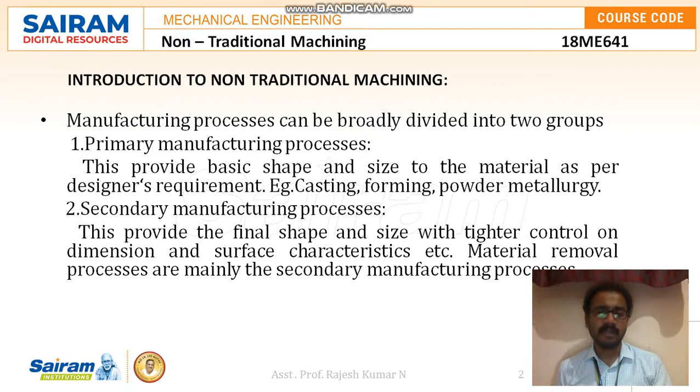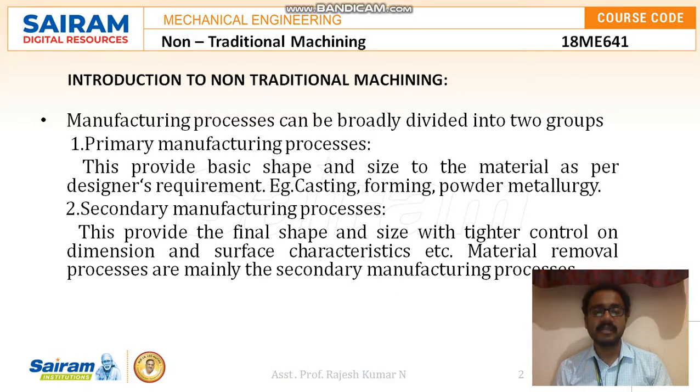All those basic processes come under the primary manufacturing process, and here we can say that the primary manufacturing process usually provides basic shape and size to the material as per the designer's requirement. Here the design should be given to the person who will be making the particular shape and size. Examples are casting, forming and powder metallurgy, which are very common. Even an unskilled person can do this, so that is why we call this a primary manufacturing process.